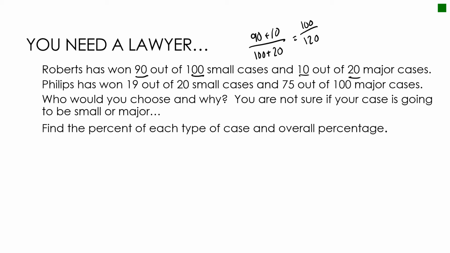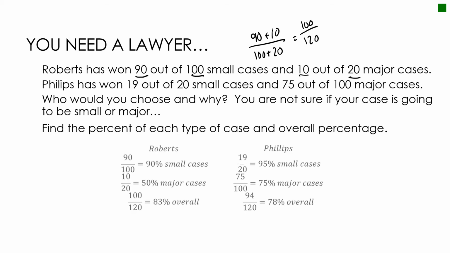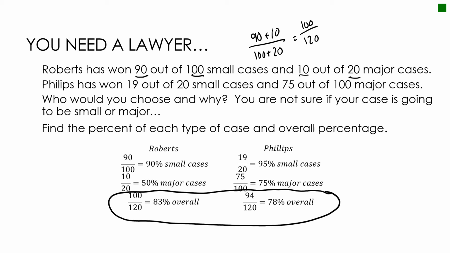So find all of those percentages, and in doing that, we can see that if I looked at the types of cases, Roberts won 90% of small and 50% of major, whereas Phillips won 95% of small, which is more than Roberts, and 75% of major, which is more than Roberts. But if I look at my overall values, if that's all I looked at, I might be tempted to go with Roberts because he won 83% overall.